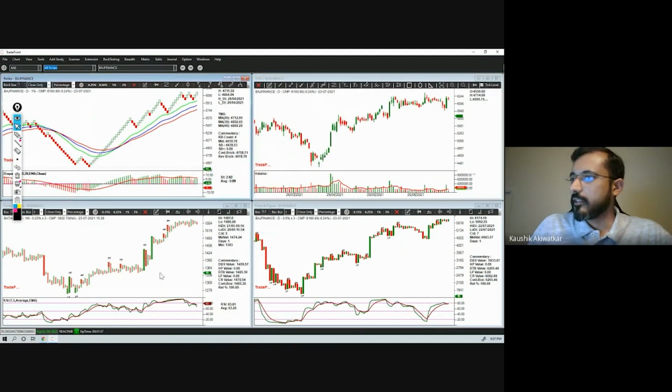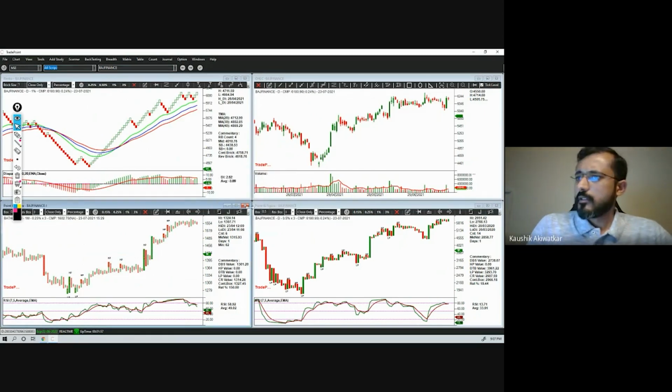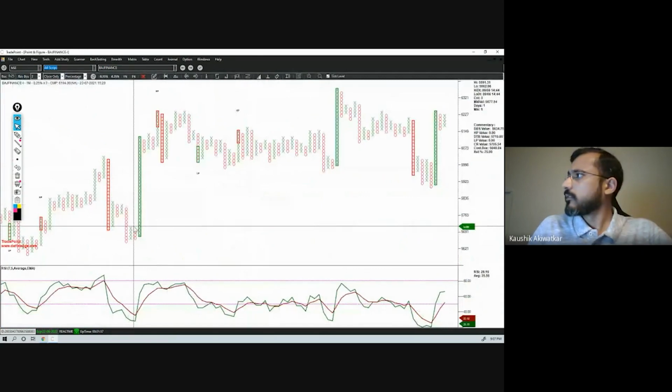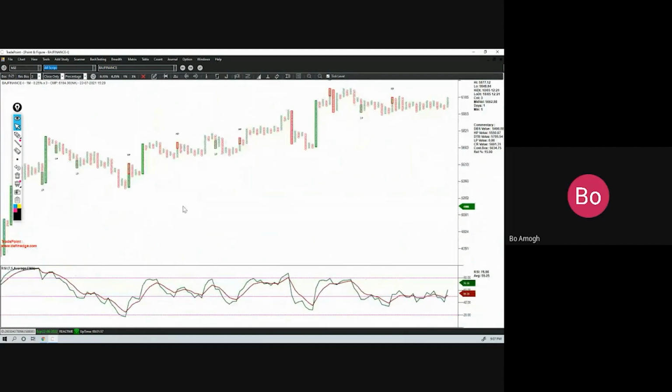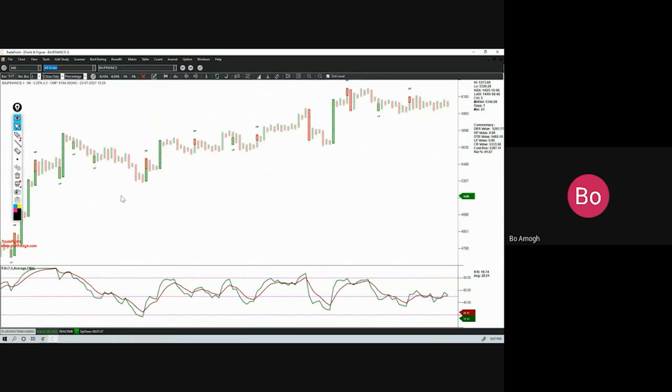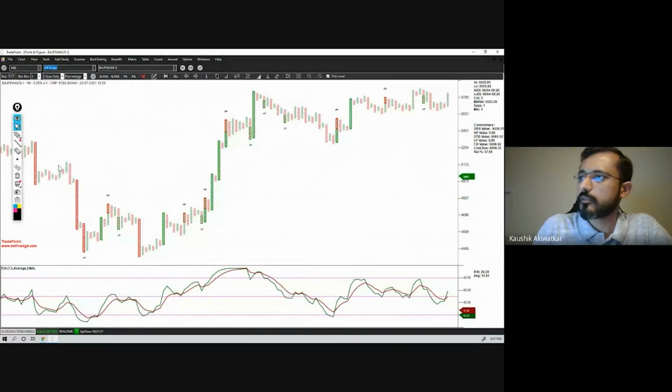What was the date? 19th. 16 to 19. This is 19/4. So this formed a bear trap. Right, so this is a bear trap.